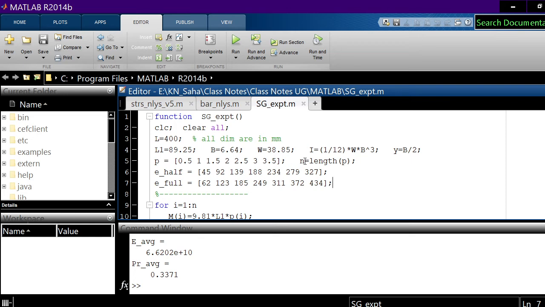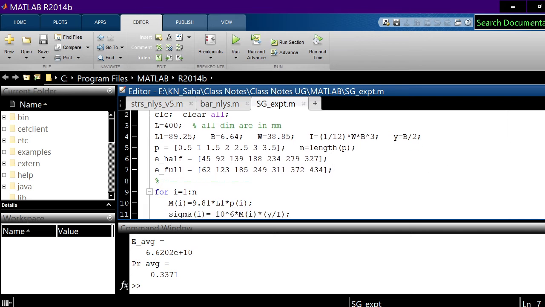It will come out as 7. Clear? And the corresponding readings, half bridge and full bridge readings, are also entered in the corresponding observation table, right? Yes, sir. Understand. Now what is the calculation? Let's see.